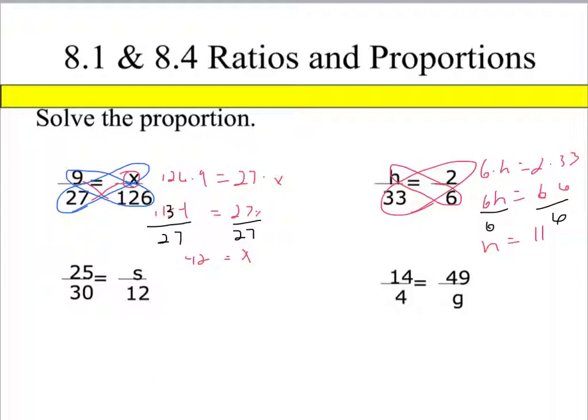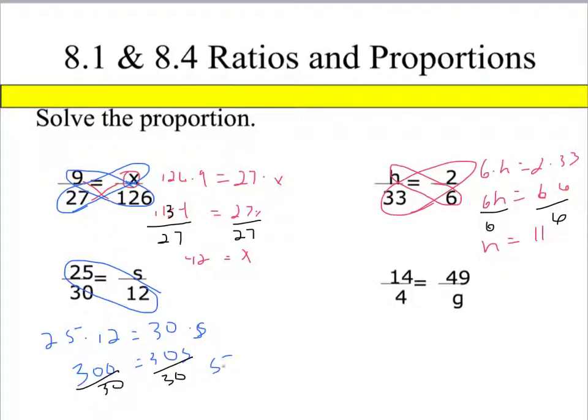Okay, next one. Again, I cross multiply here. I have 25 times 12, and then I have 30 times s. That is an s, by the way, not a 5. So 25 times 12 is 300, which is equal to 30s. Divide by 30 on both sides, because it's a one-step equation. s is going to equal 10.